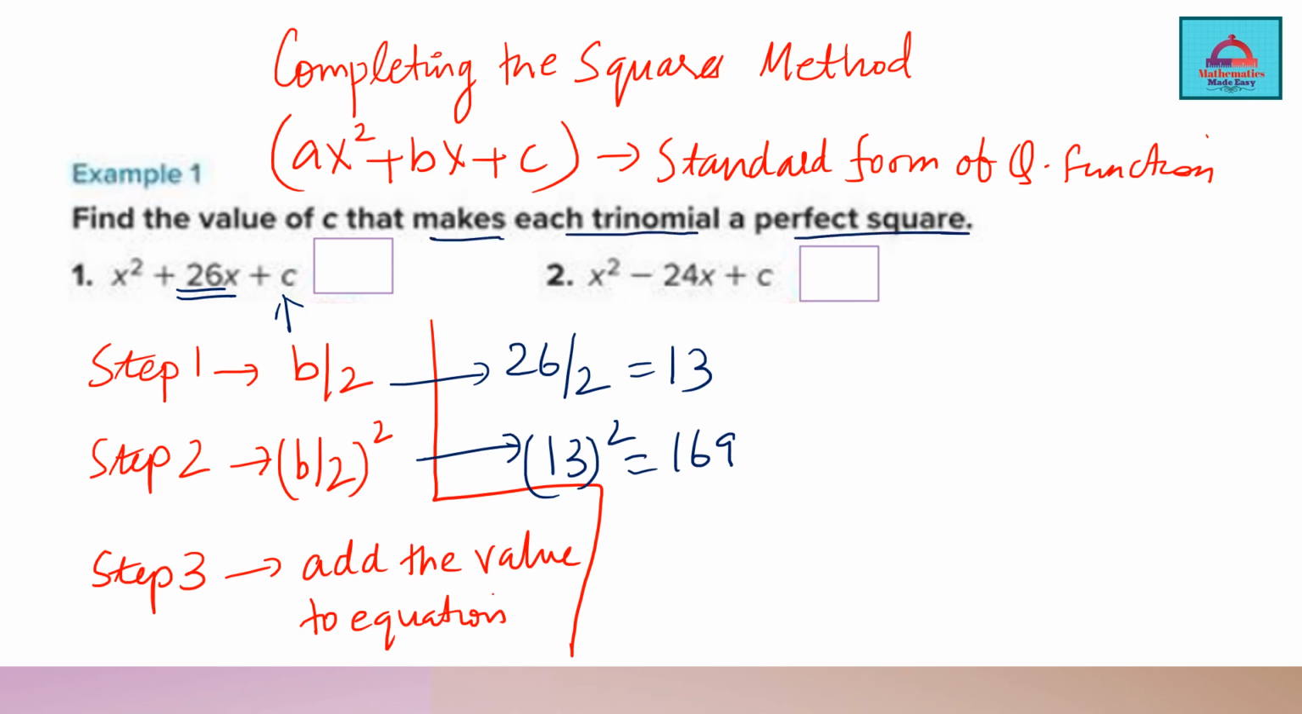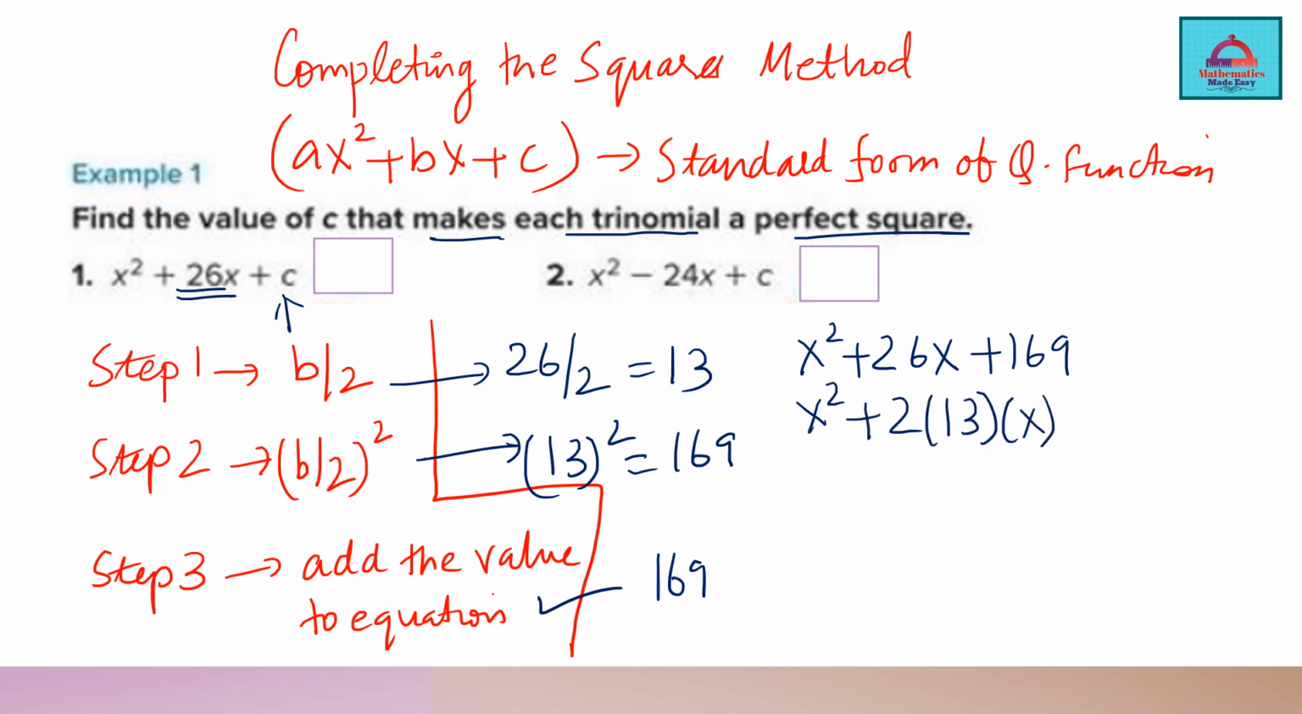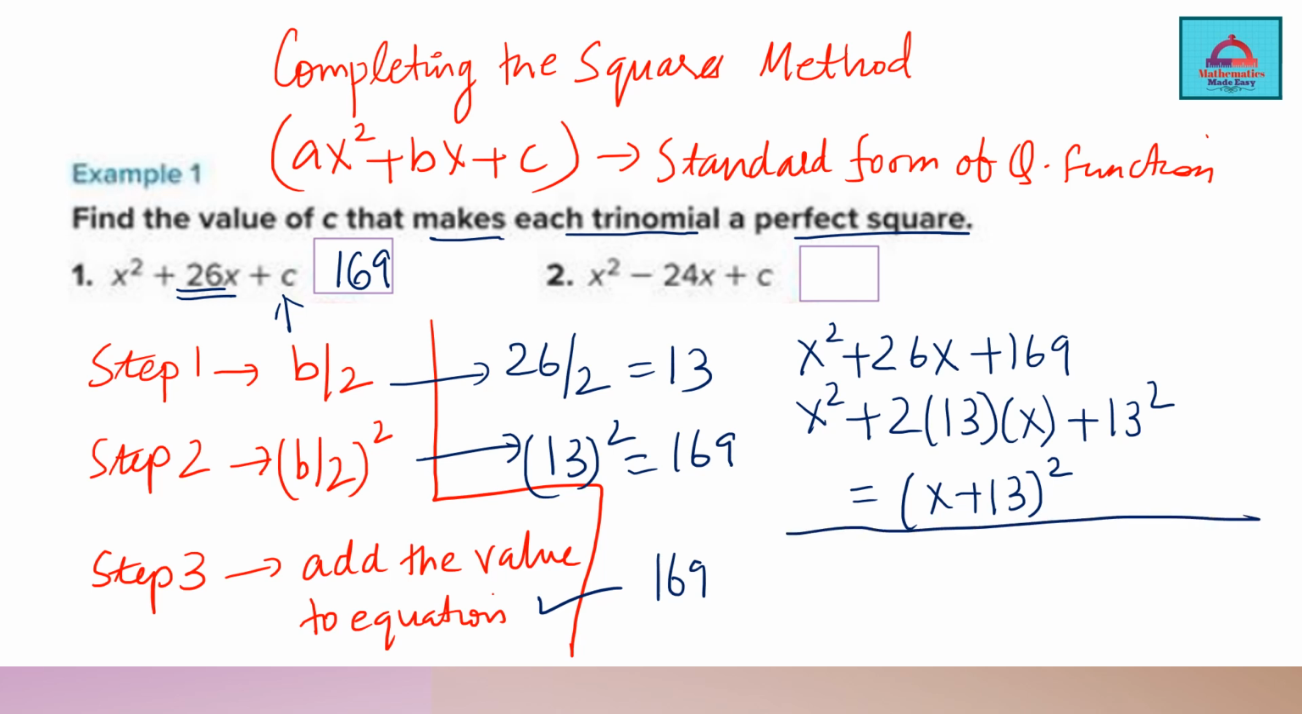So when you add the value 169, what happens is this. Let's see. x square plus 26x plus 169. So that means this can be written as 2 times 13 times x, and this is a perfect square. So this is a square plus b square plus 2ab, which is x plus 13 whole square. So the value of c that will come here would be 169 or 13 square.